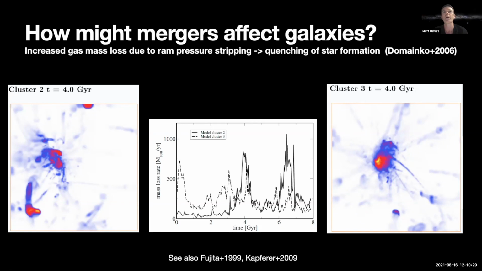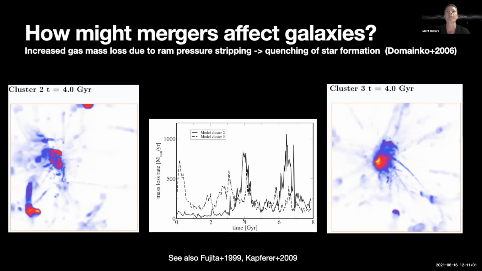So they looked at three idealized simulations of 3 clusters, 2 of which had pretty benign merger histories. They underwent some minor mergers, so mass ratios of less than 1 to 4 or so throughout the course of their history. And they also looked at one cluster that underwent a major merger of around a 1 to 3 mass ratio at around a time of 4 billion years. And so what they looked at was the mass loss rate as a function of time. That's what's plotted down here.